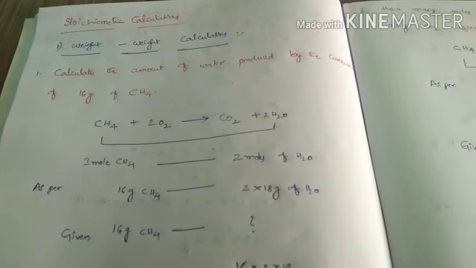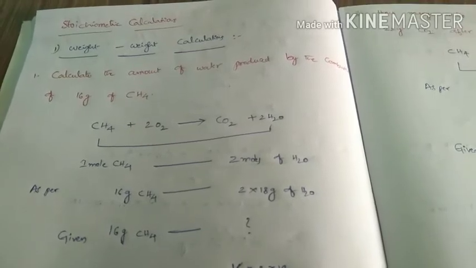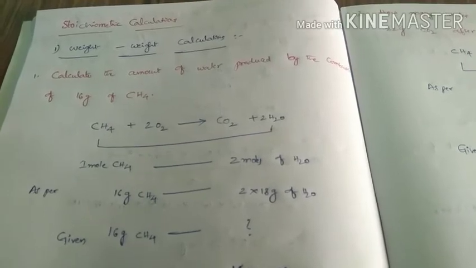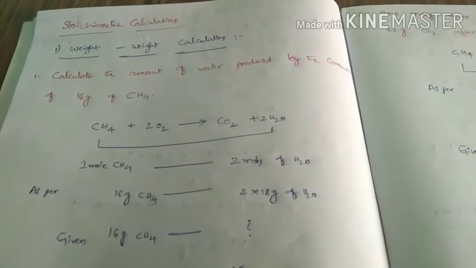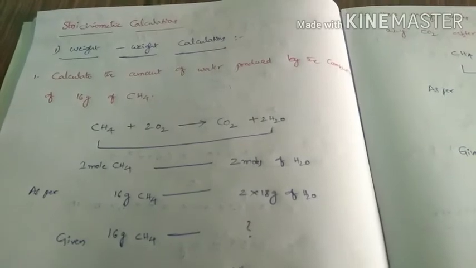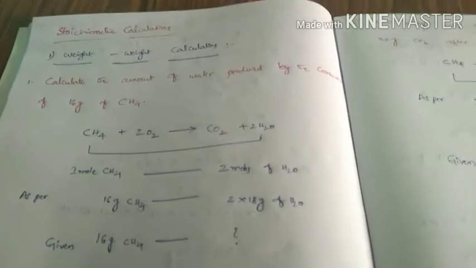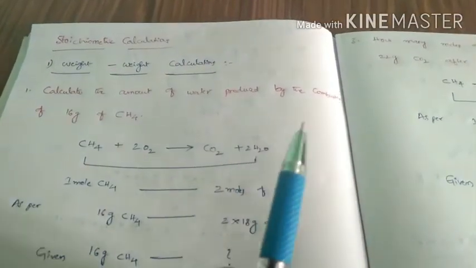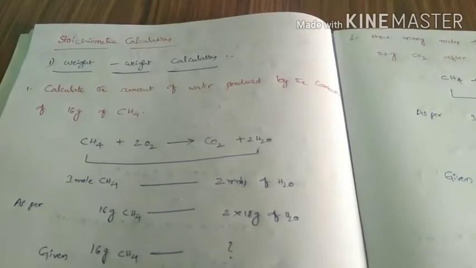Good morning, students. In the previous video we discussed empirical formula, molecular formula, and some more points regarding the mole concept. The next topic is stoichiometric calculations. There are three types of stoichiometric calculations: one is weight calculations, next one is weight-volume calculations, and last one is volume calculations.